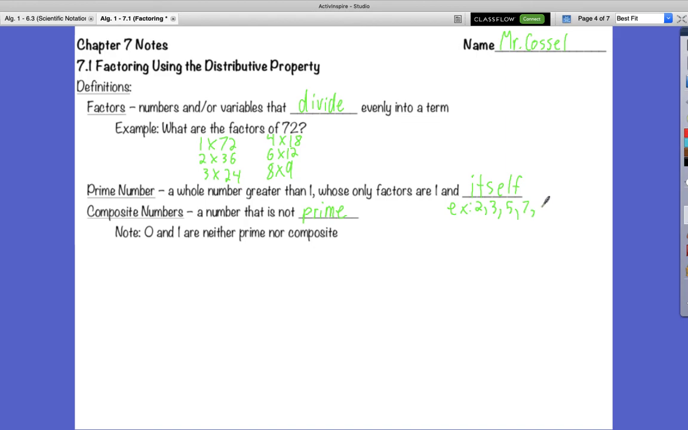What goes into 9? 3 and 3. 11 is prime. 85? Nope, 5 goes into it. 13, okay, 13 is prime. We can keep going literally forever. Actually, there's a theoretical math proof that states that there's an infinite amount of prime numbers.